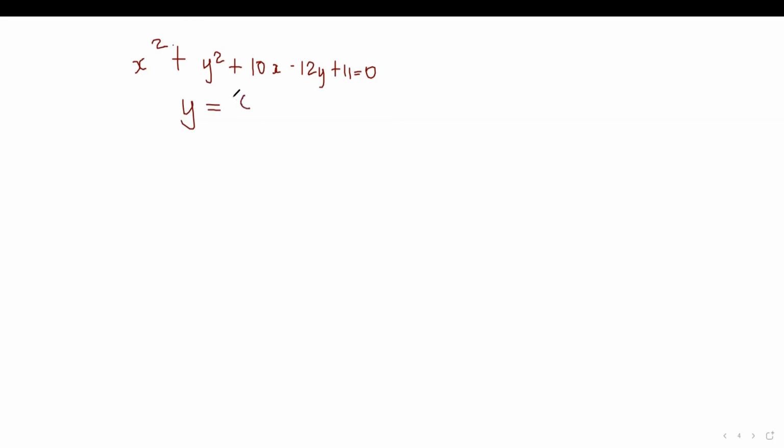So what we're going to do is substitute the line y equals x plus 1 into the circle.